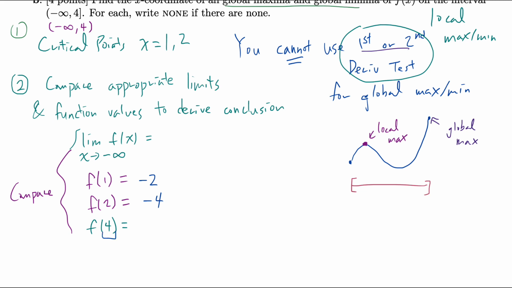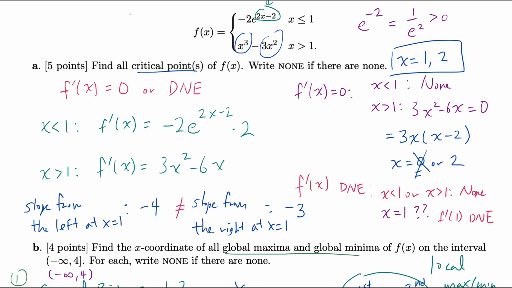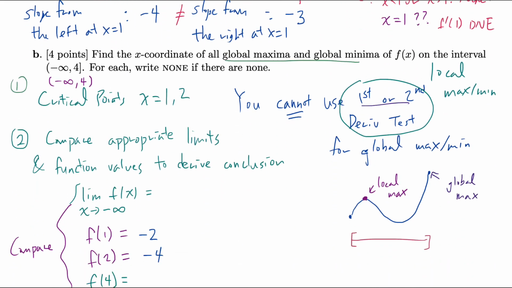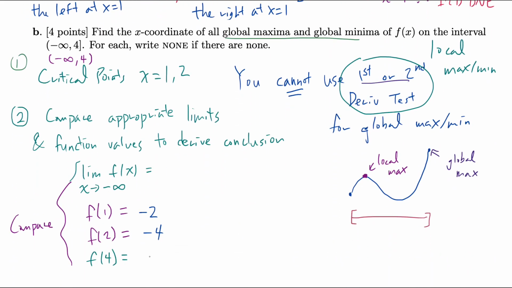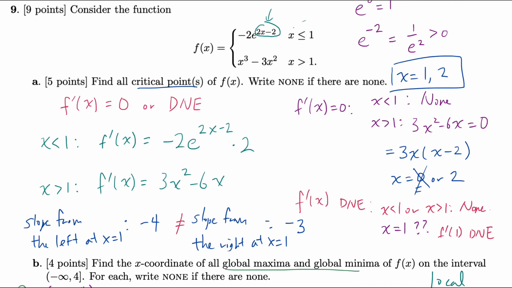When I plug in 4, so let's go back to f of x. When I plug in 4 here, you can do the calculation. You get 64 minus 3 times 16, so 64 minus 48, which is 16. So you get these numbers. And finally, let's take a look at what's happening at the top. Well, you're approaching negative infinity, so you only care about things less than 1, obviously. So this is the function that you care about, negative 2 e to the 2x minus 2. So let me write that down.